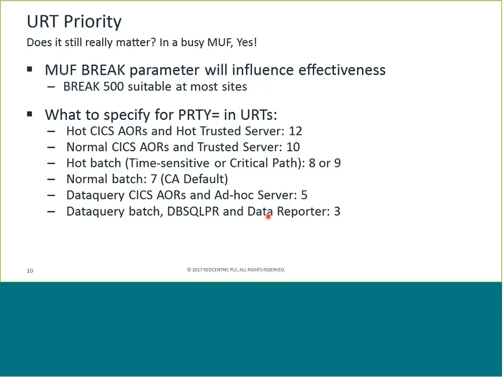And anything that's really low priority, so batch data query, DBSQL PR default stuff, we run this at that level, and anything running data reporter, because typically those are not very urgent things. They need to be run, but they don't need to run quickly. Set them to a 3. That's what we have for priority. It can be a very, very useful tool in ensuring that all your critical stuff still works, but still allowing the ad hoc stuff to get done in the background.